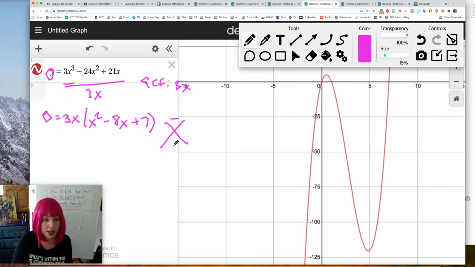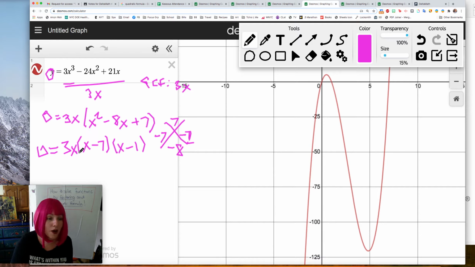So what multiplies to 7 and adds up to negative 8? Well, if it multiplies to a positive, they're either both positive or both negative. So this tells me they're both negative. And what multiplies to 7 is 7 and 1. And negative 7 plus negative 1 is negative 8. So I write x minus 7, x minus 1. I bring down the 3x in front, and I write equals 0. Okay? Now I split and solve.